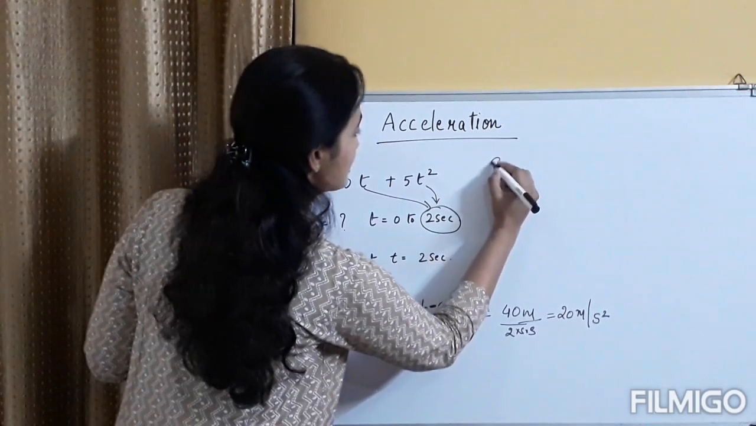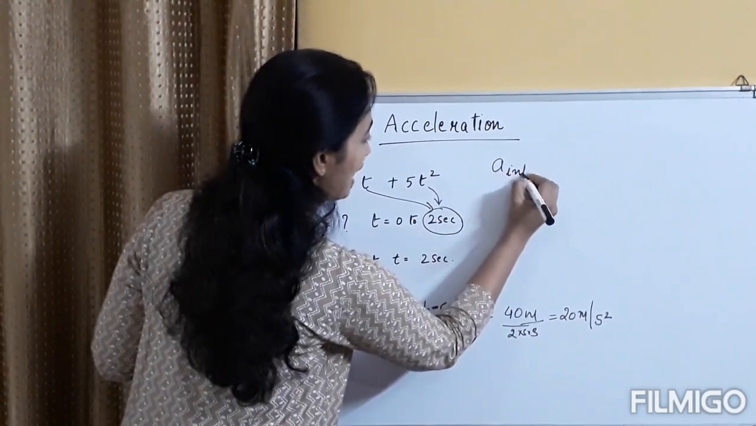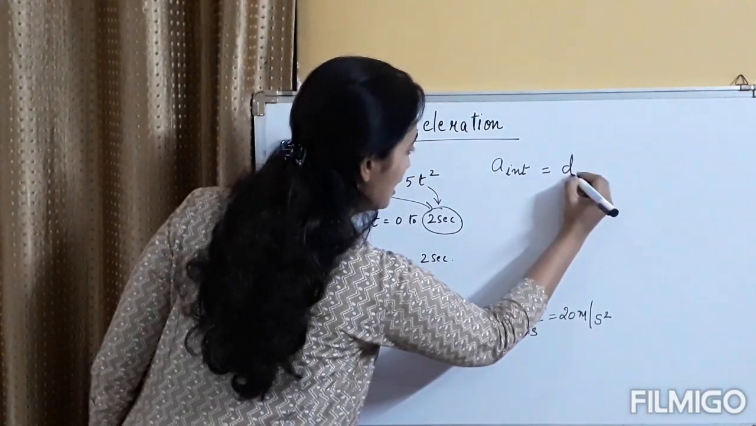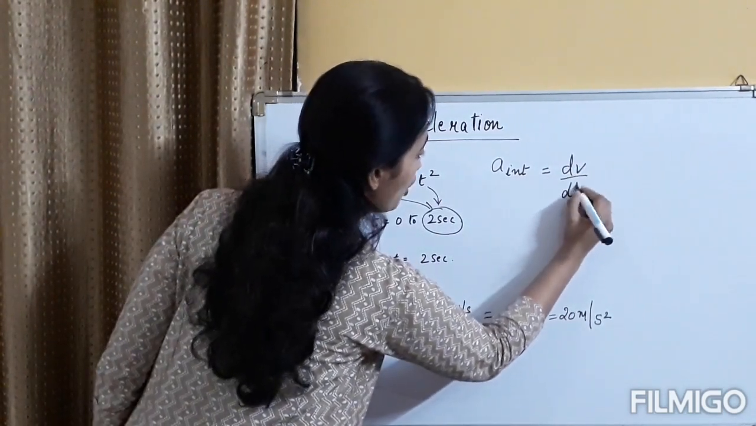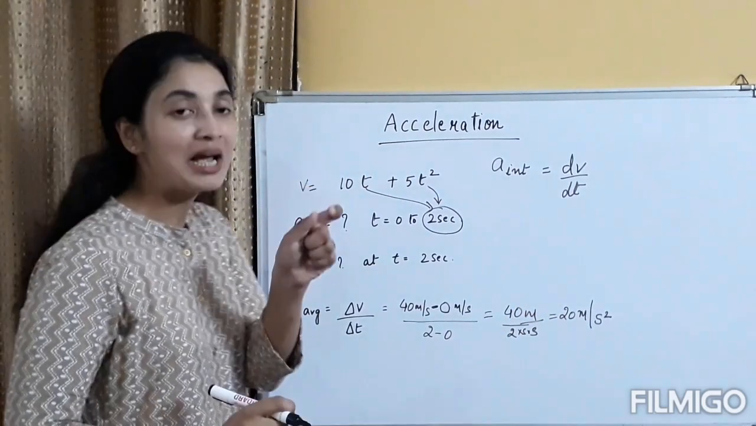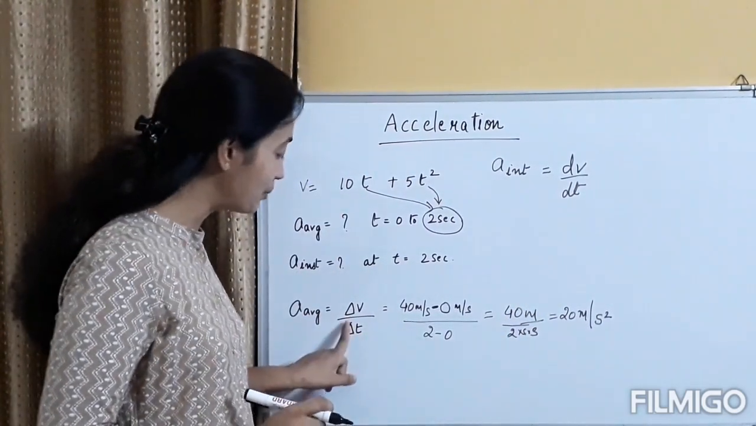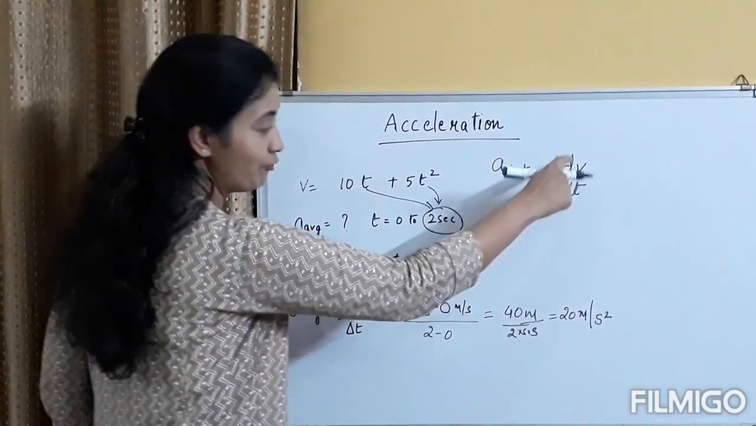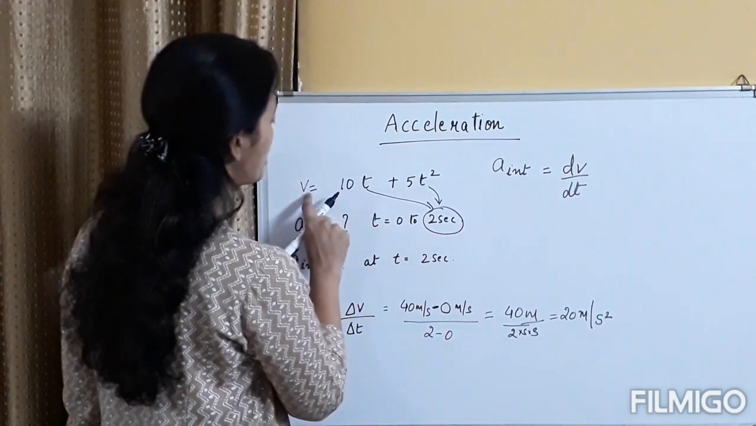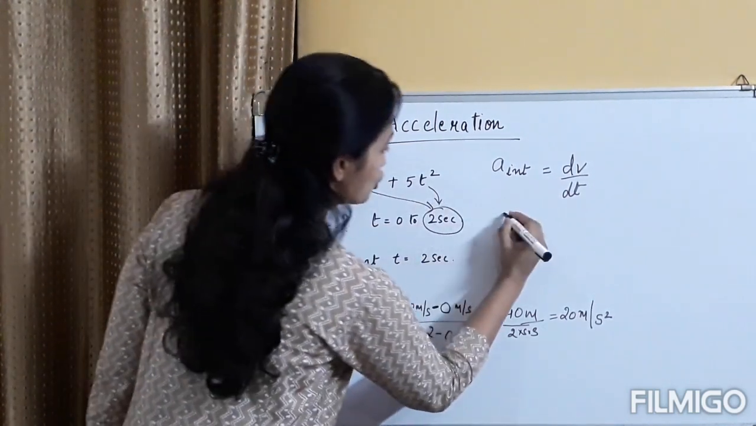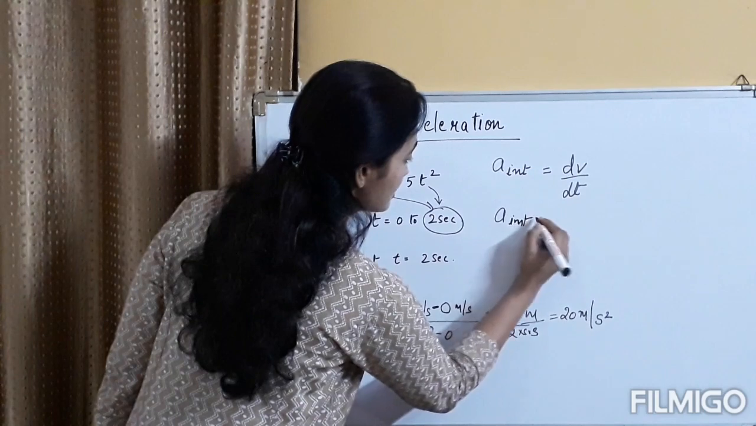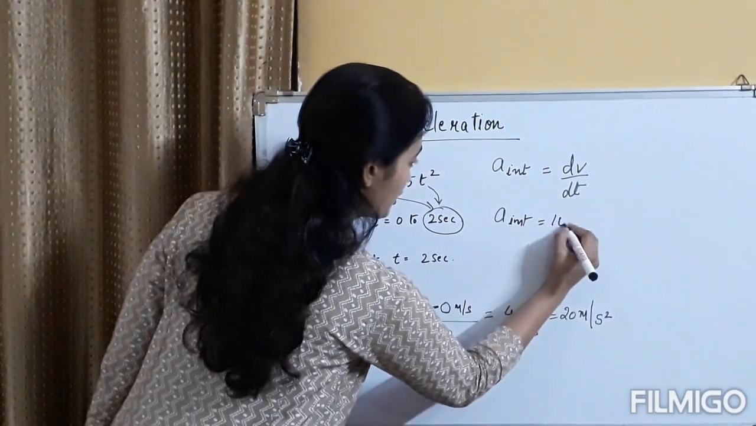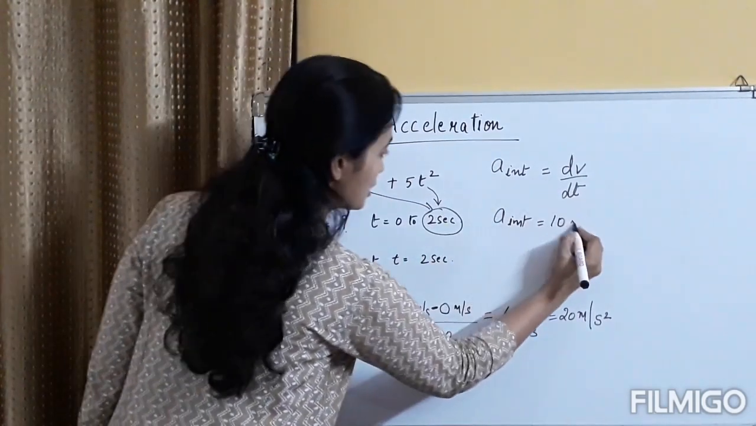Now instantaneous acceleration. If I have to calculate instantaneous acceleration, what am I going to do? I have to find dv by dt. You know, when the limit of the time gap delta t becomes 0, then delta v by delta t becomes dv by dt, the rate of change of velocity with respect to time. So I have to differentiate the relation of v. When I differentiate it, I get 10 as a constant times the differentiation of t with respect to time, which is 1.